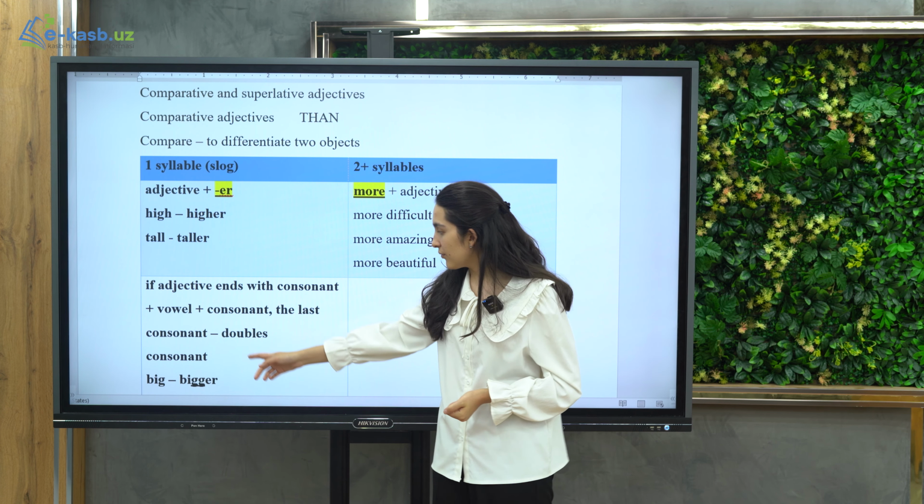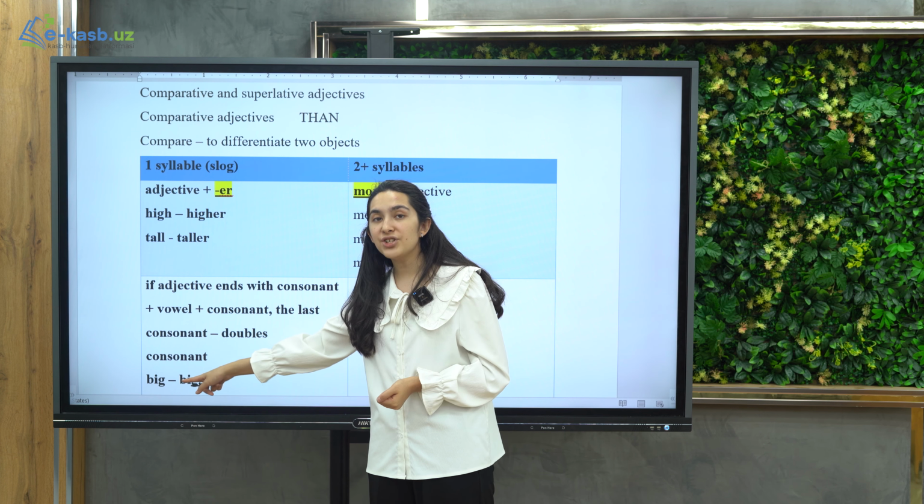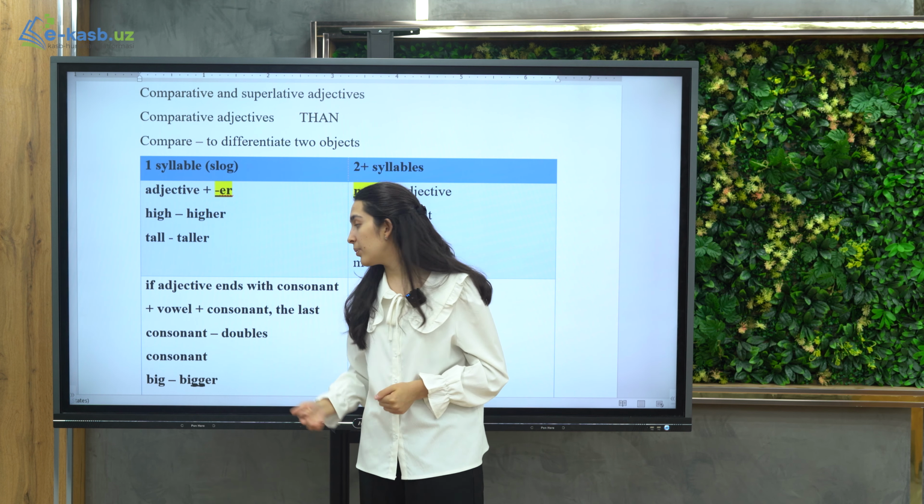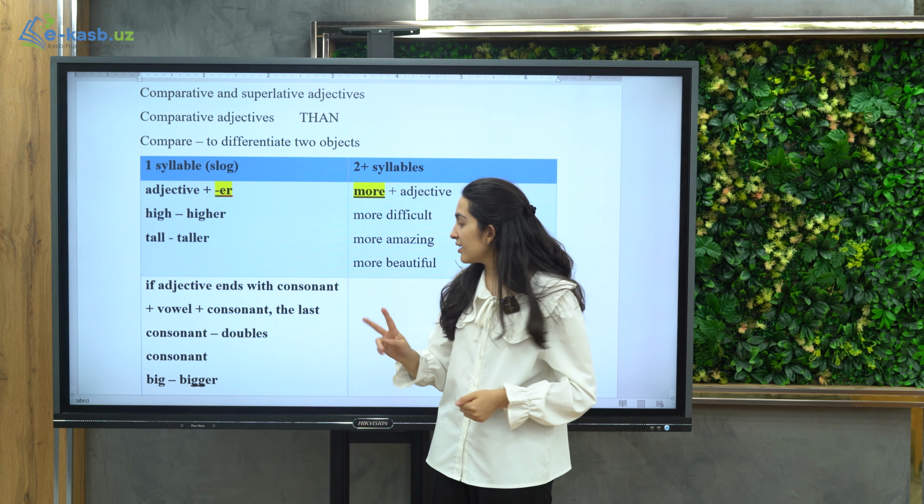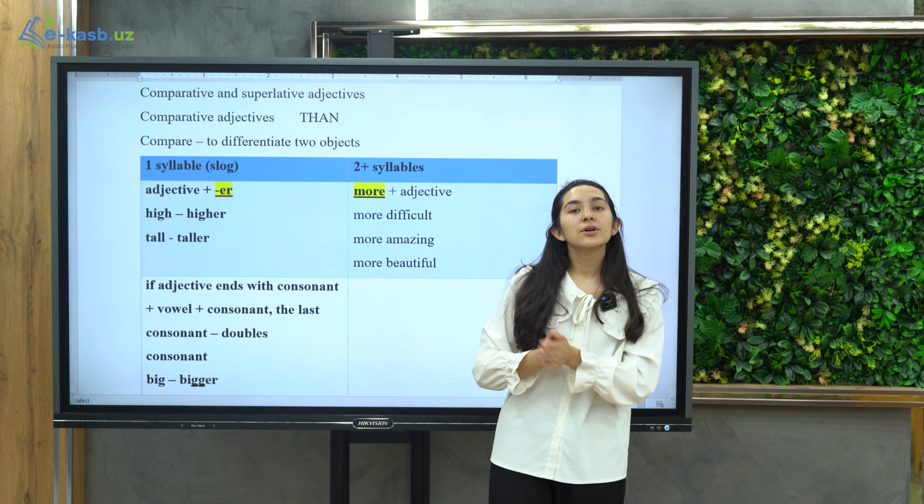For example, big. If you look, B, this is consonant, I, vowel, G, consonant. So the last consonant, what will happen with it? It will double. Big, bigger. Or hot, hotter.